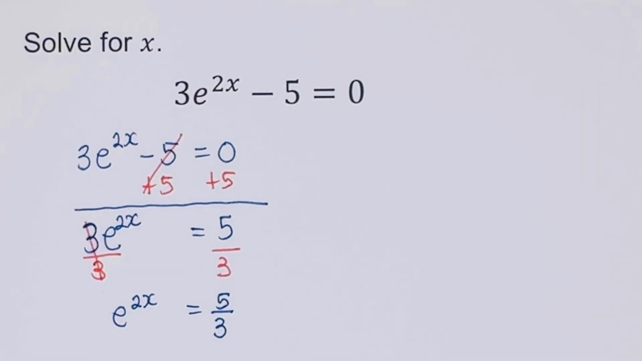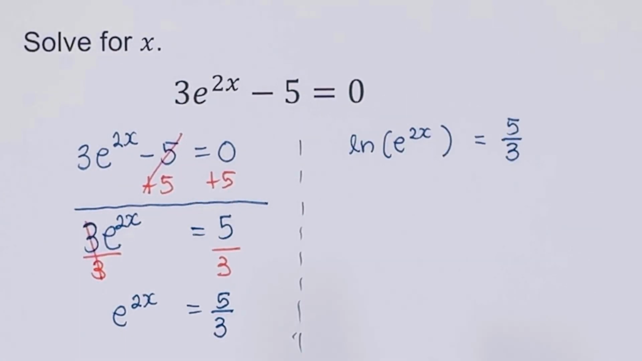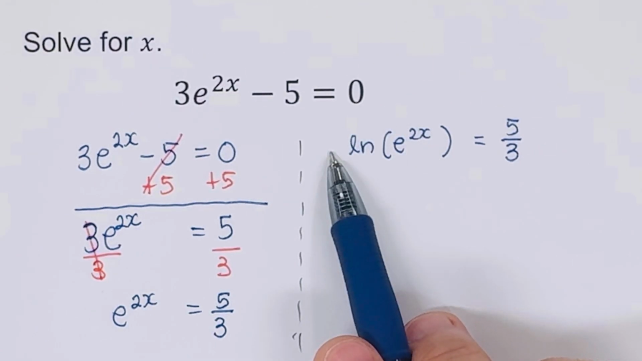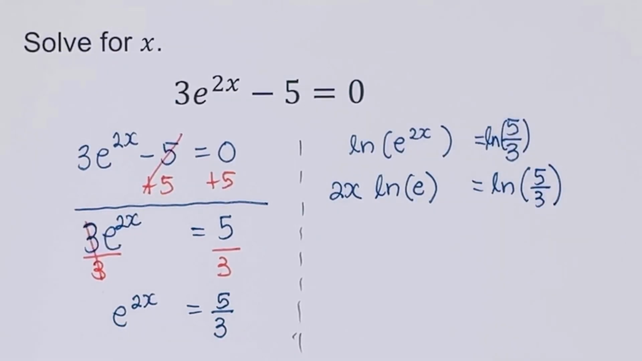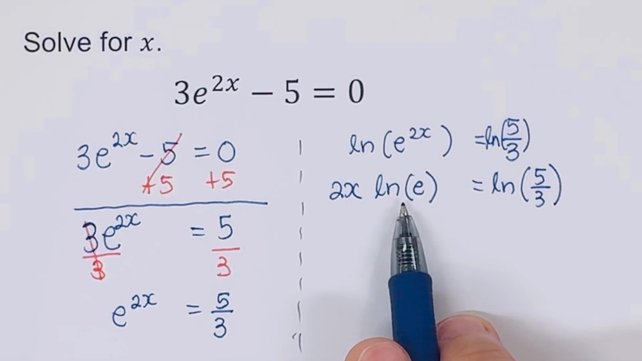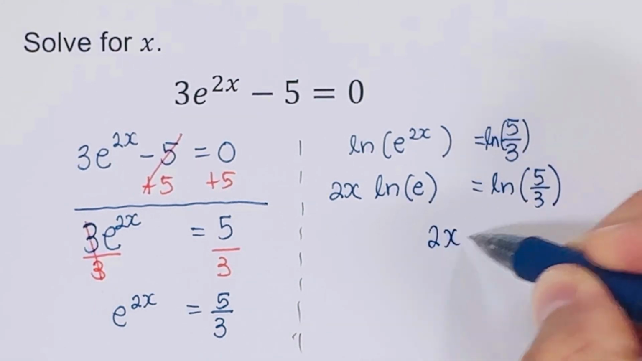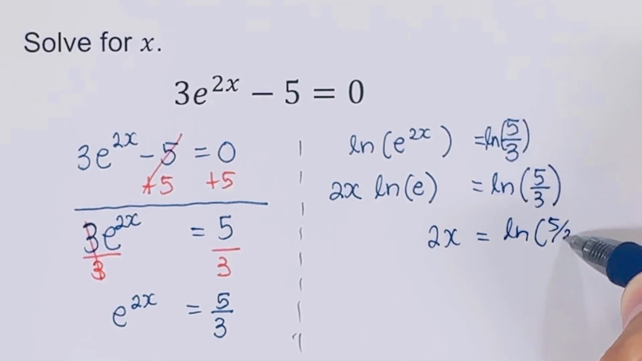So what we do now is we're going to ln both sides of the equation, and this is how it's going to look. Using the power property of logarithms, this 2x can be placed in front of the ln, and this is how it's going to look. Now we remember that ln of e is equal to 1, so 2x times 1 is just 2x. And so we can go ahead and set this equal to ln of 5/3.